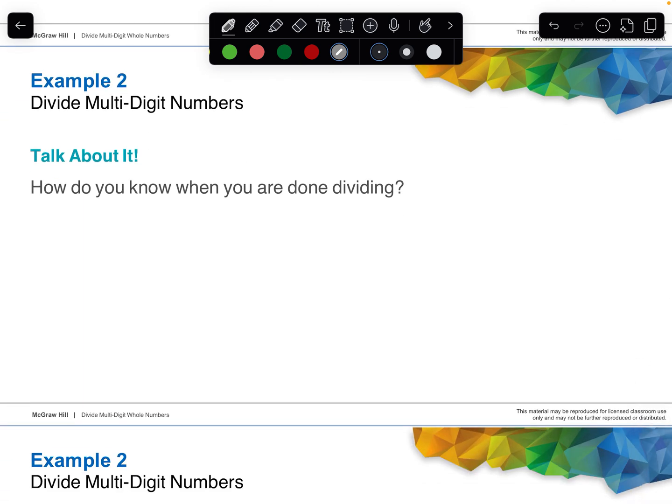Now, in this case, how do you know when you're done dividing? Take a moment, think about it. Well, we know we're done dividing when the remainder is 0. So that means no further division needs to take place.